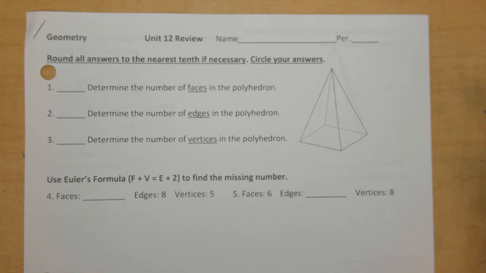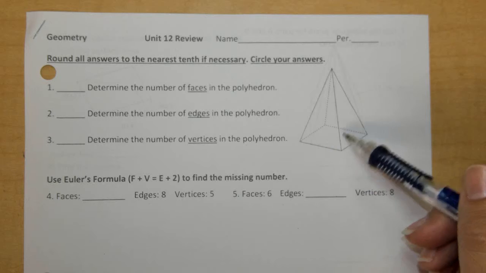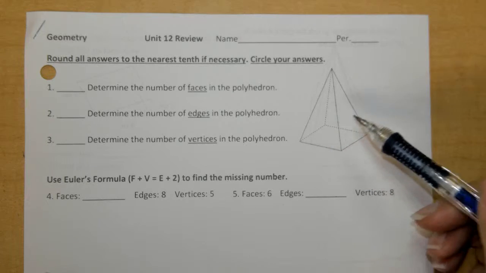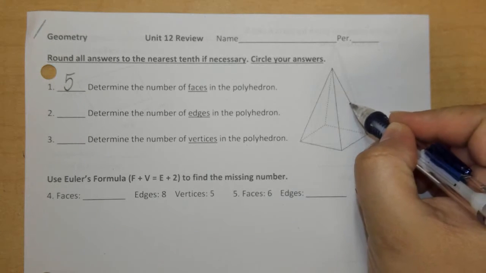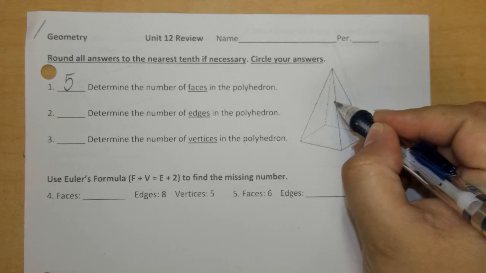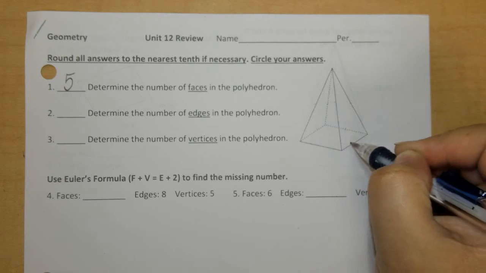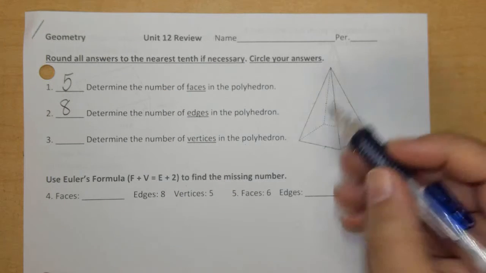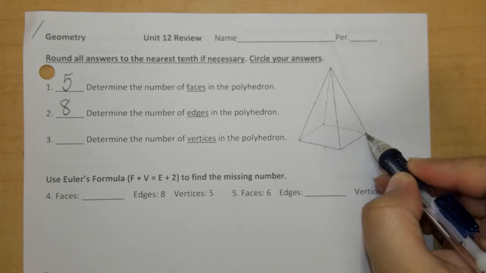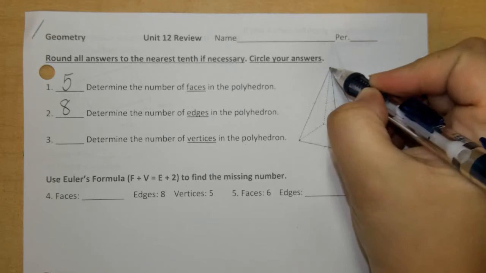Alright, so for the number of faces, we have the one at the bottom. Then we have 4 triangles. So that would give me 5 faces. Edges, we have 1, 2, 3, 4, 5, 6, 7, 8. And then for the vertices, we have 1, 2, 3, 4, 5.